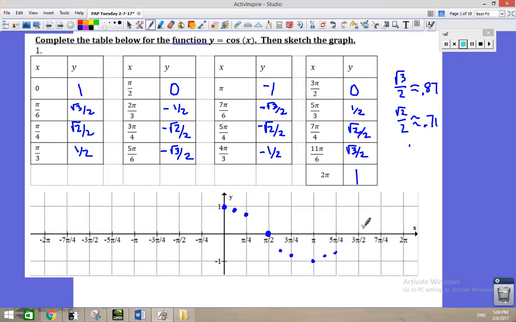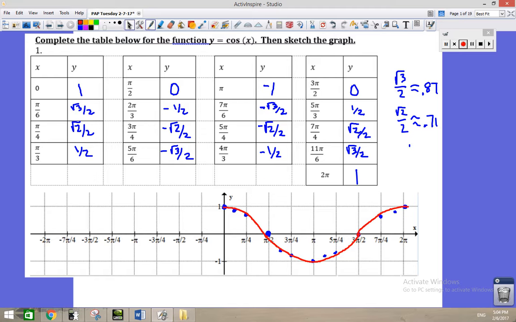3 pi over 2, I'm back up to 0. And now I'm above here, so I'm the same as this guy. And this, I'm at that height. And at 2 pi, I know that's 1. So if we connect the dots here best I can, it's kind of hard to draw this free-handed on this thing. So here is one period of the cosine curve.